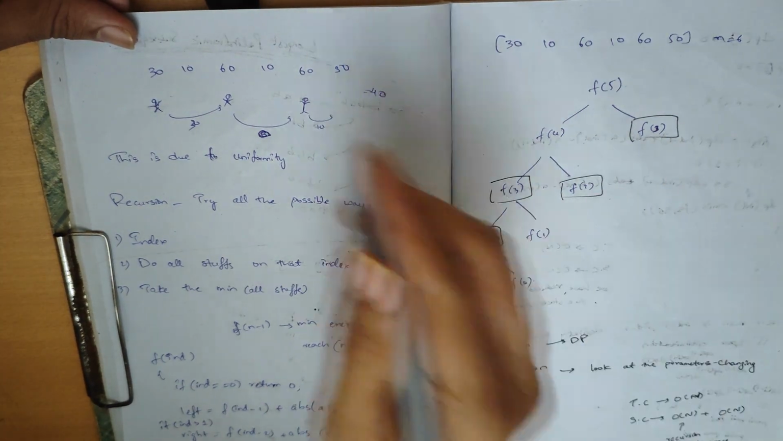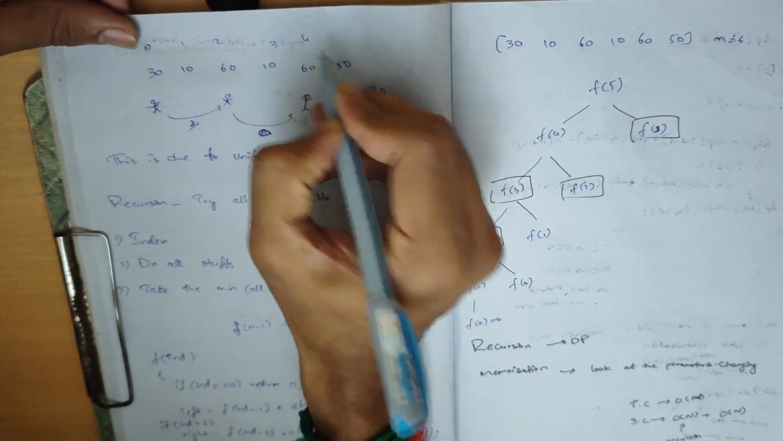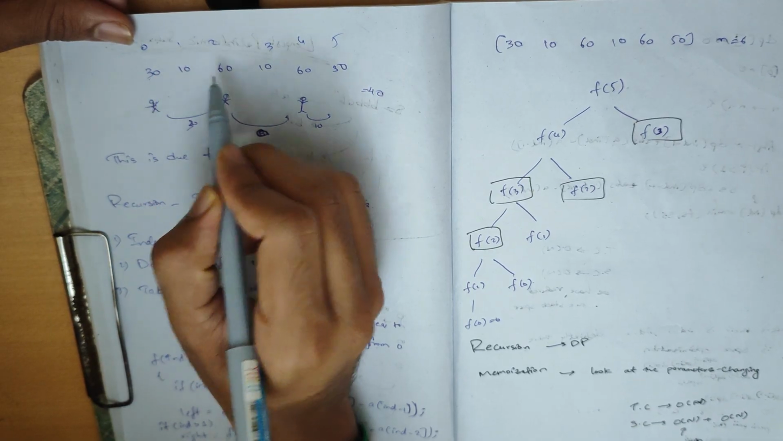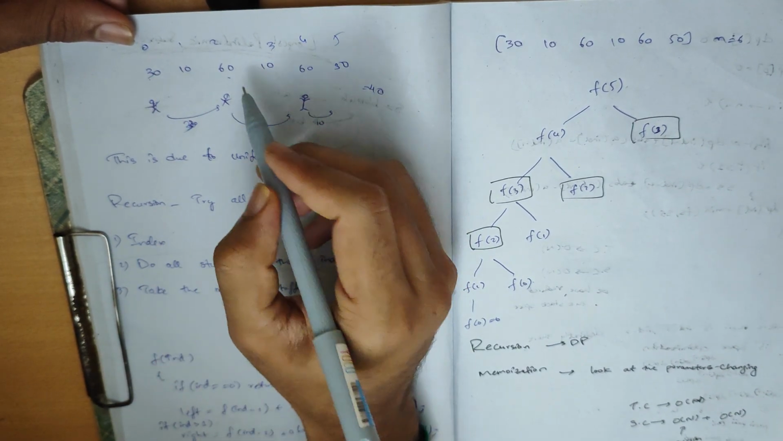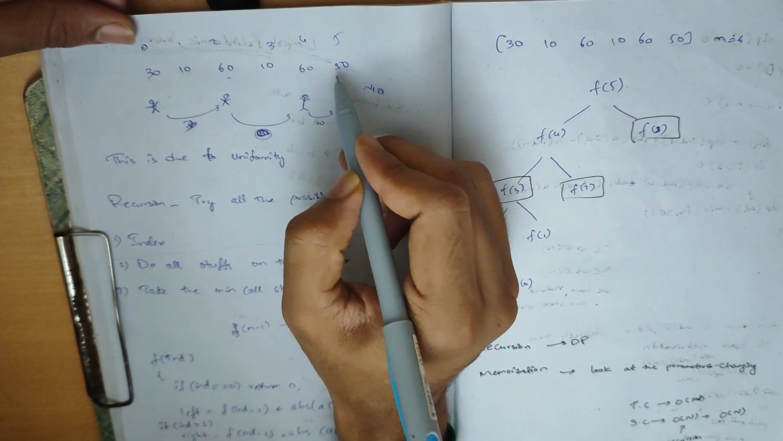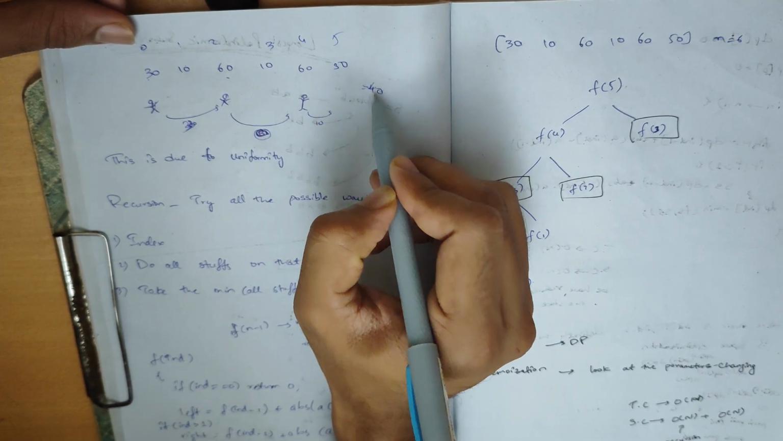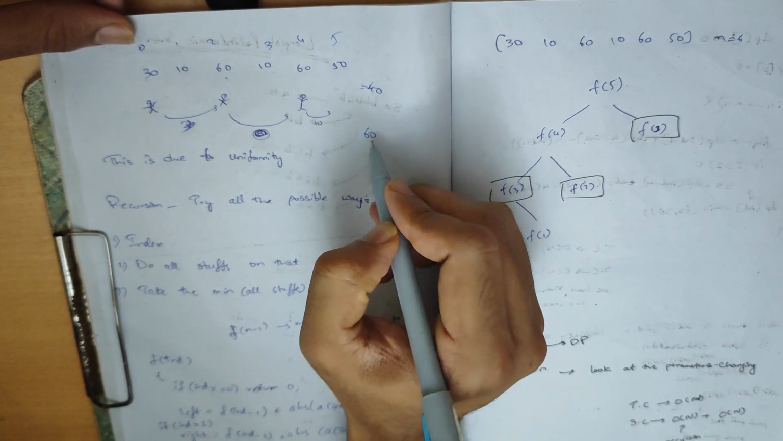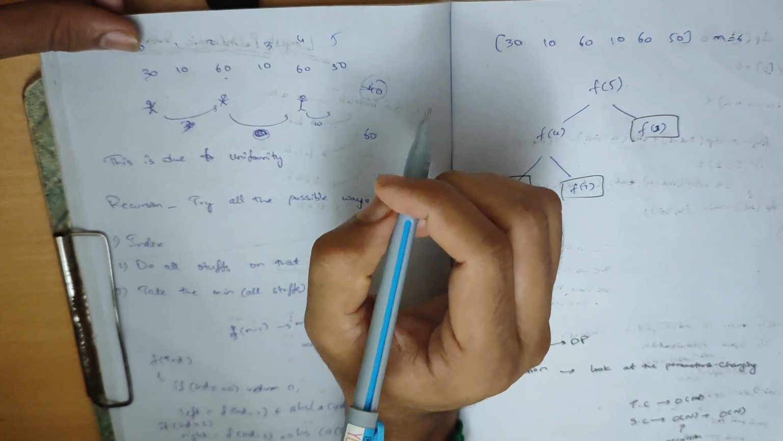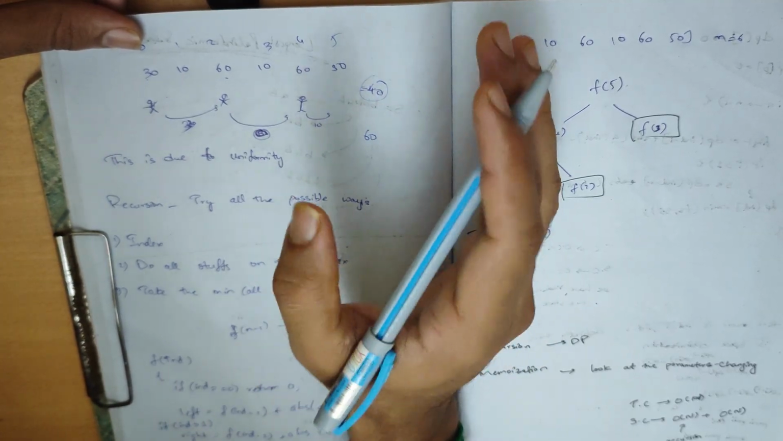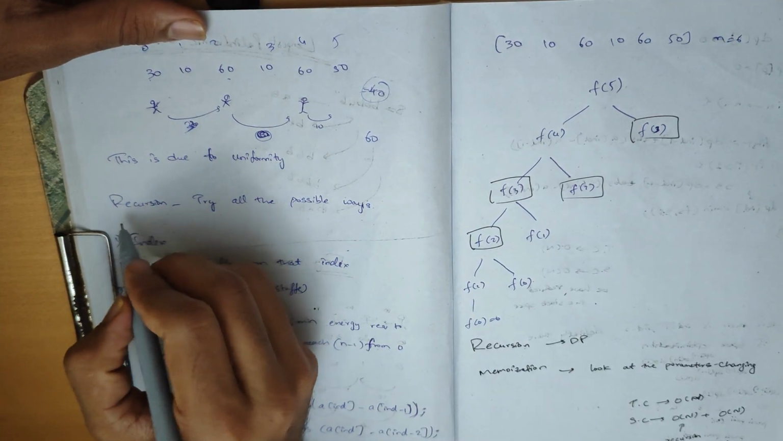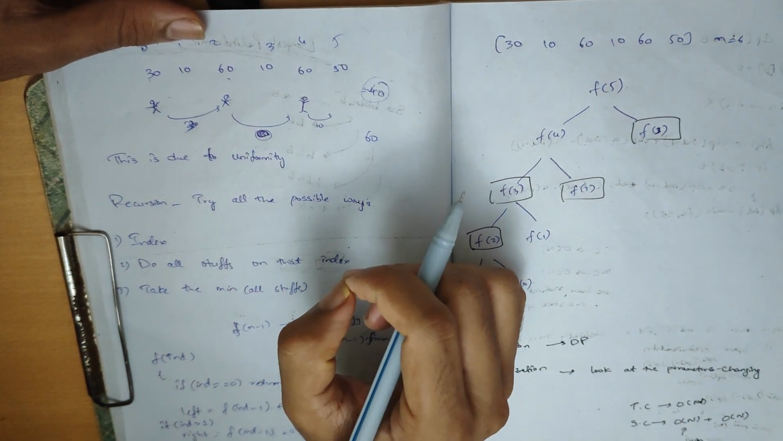But if we follow DP, we have another option. In this DP case, from 0, 1, 2, 3, 4, 5, the frog jumps from 30 to 60, which takes 30 as energy, from 60 to 60 the energy is 0, and from 60 to 50 it takes 10, and the total is 40. Previously it took 60. See, the minimum energy is 40. So the greedy fails here. Now, first we have to try the recursion and try all possible ways.